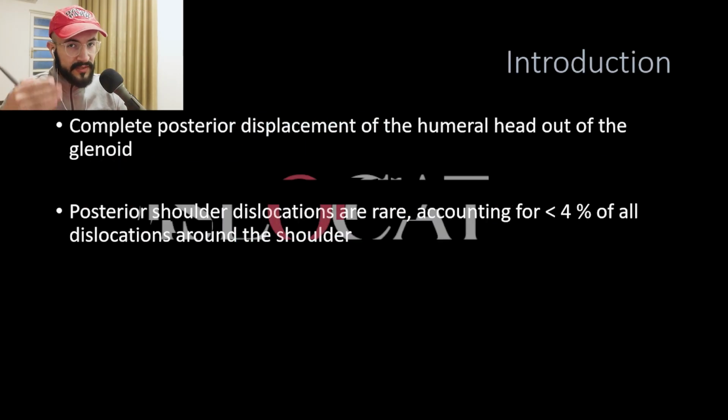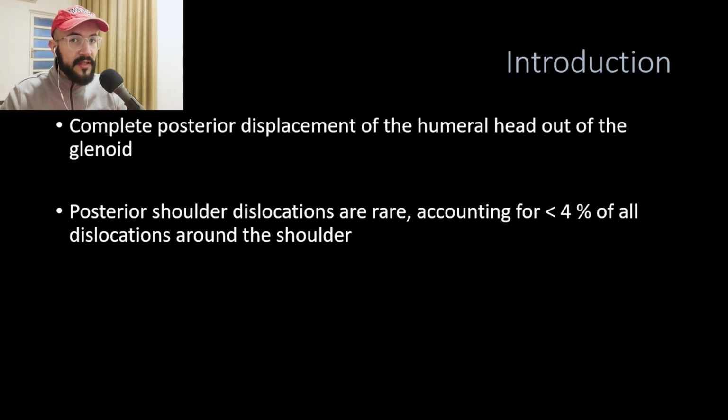So, in our talk about the posterior shoulder dislocation, we will start with an introduction. Posterior shoulder dislocation is a complete posterior displacement of the humeral head out of the glenoid. Posterior shoulder dislocations are rare, accounting for less than 4% of all shoulder dislocations.